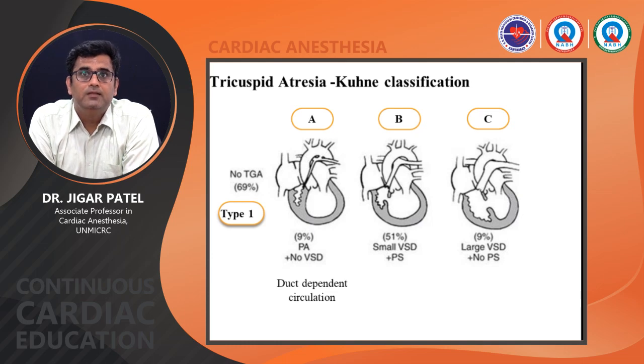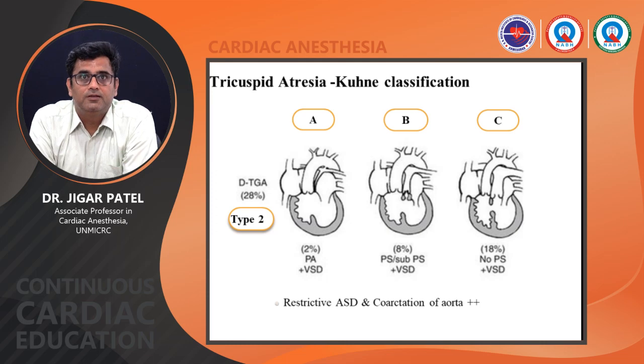Type B is pulmonary stenosis with VSD, and it is the most common type of tricuspid atresia, 51% of total tricuspid atresia cases. It is type 1B. And the third, type C, is a large VSD without PS. So here pulmonary overcirculation is present.